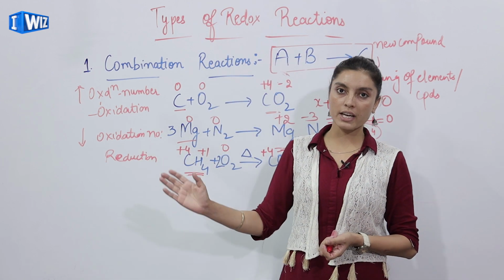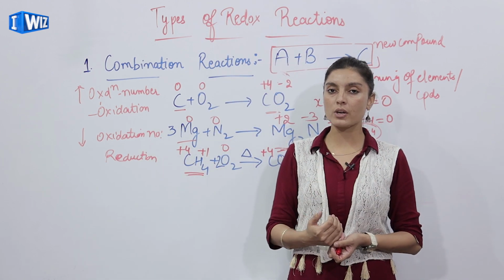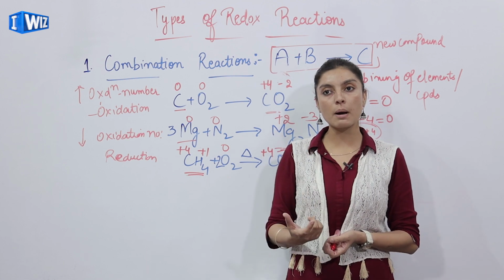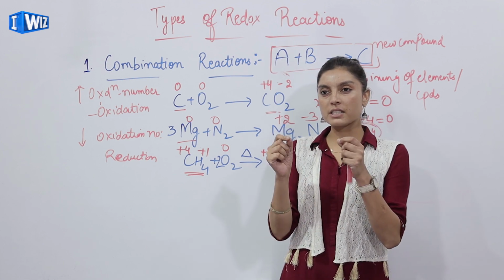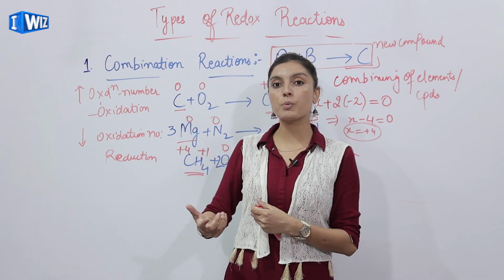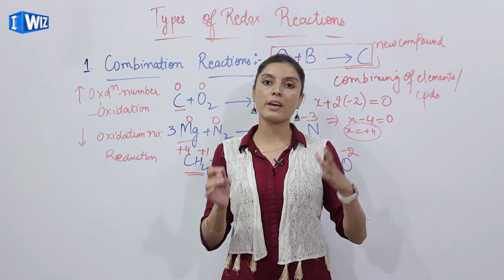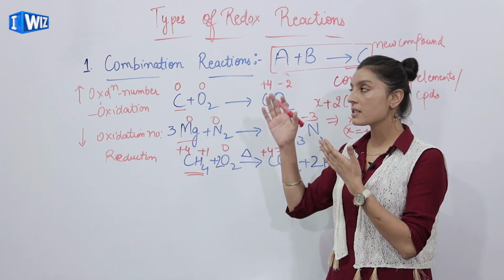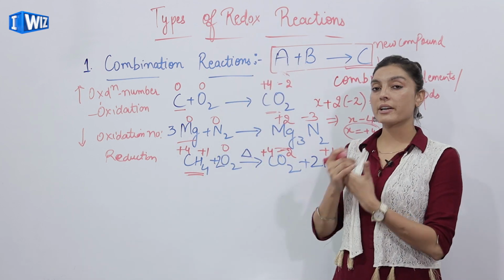What is the combination reactions? Different elements, they are combining together, they are leading to the formation of the new compound. Now when they were reacting together, they were having a different oxidation states, and when they are forming a new product, in that particular compound they are having a different oxidation state. This is the combination reactions in the redox reactions.